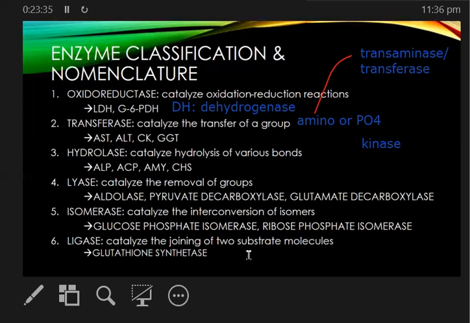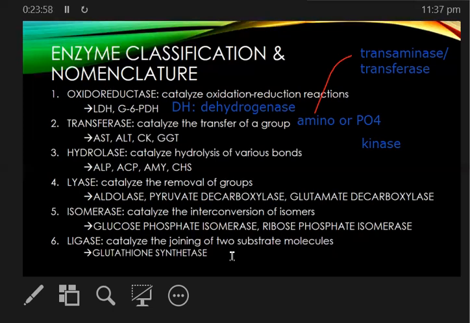Okay, and then the last one, we have your ligase. So ligase enzymes catalyze the joining of two substrate molecules in order to form a larger molecule. Okay, ayan. And in this case, our clue is the term synthetase.